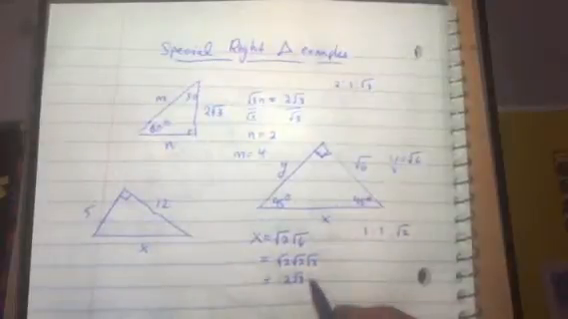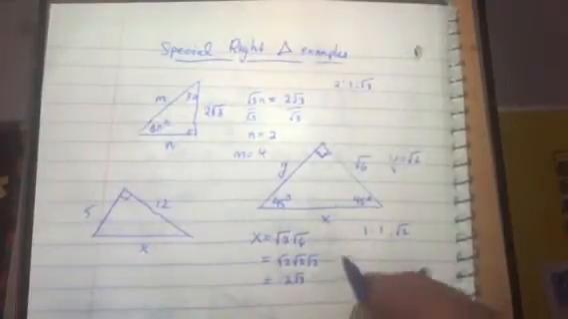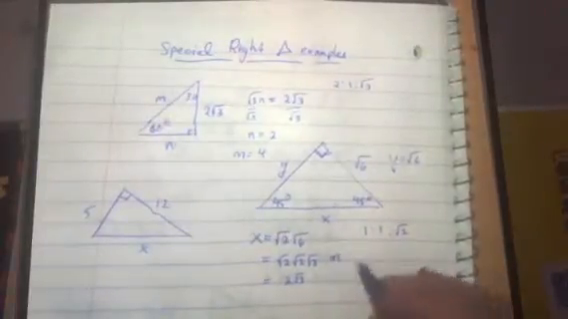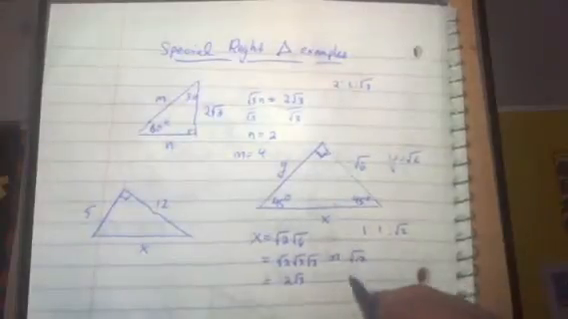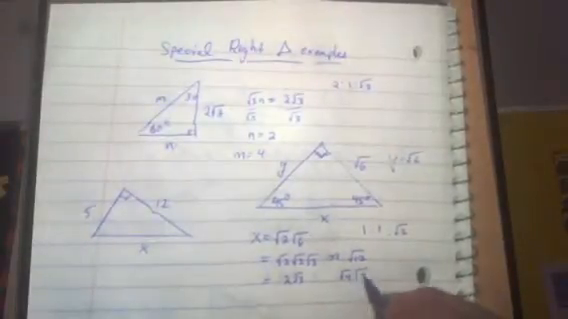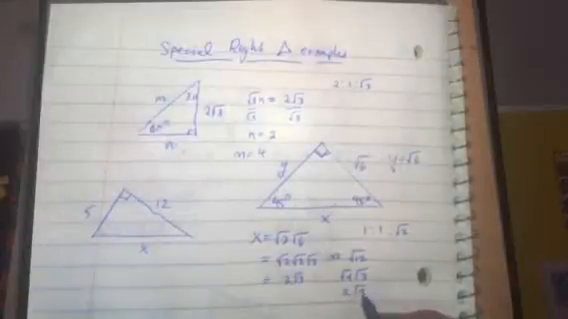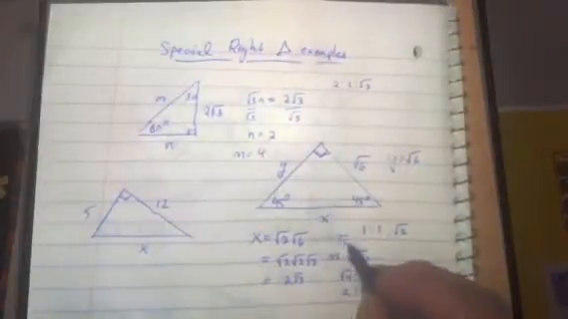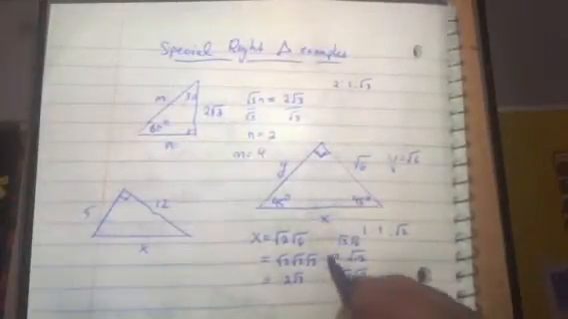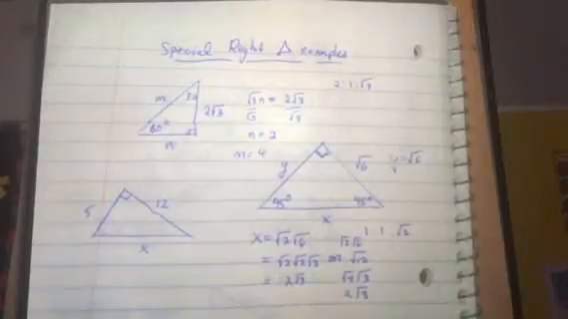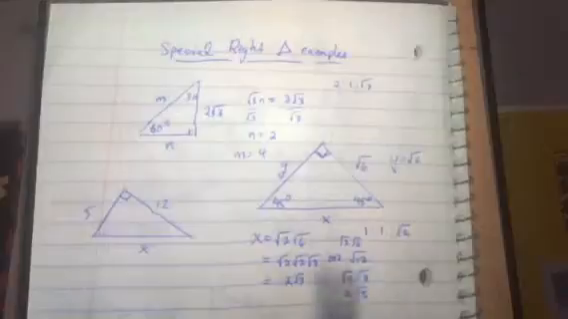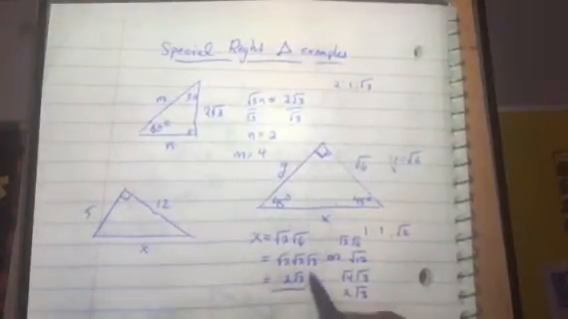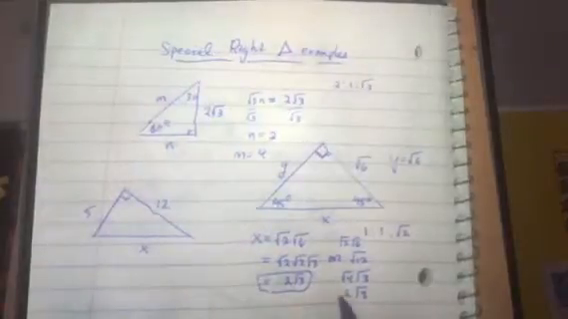For those of you who don't remember that way, the other way you can do this is √2 √6 equals √12, which is equal to √4 √3, and that's equal to 2√3. It just depends on how you have learned to do radicals and simplify them. But either way will work. Either way, as you can see, you get 2√3.